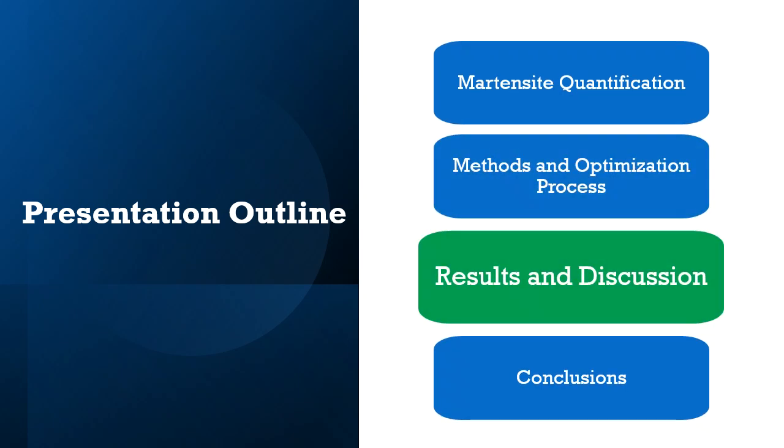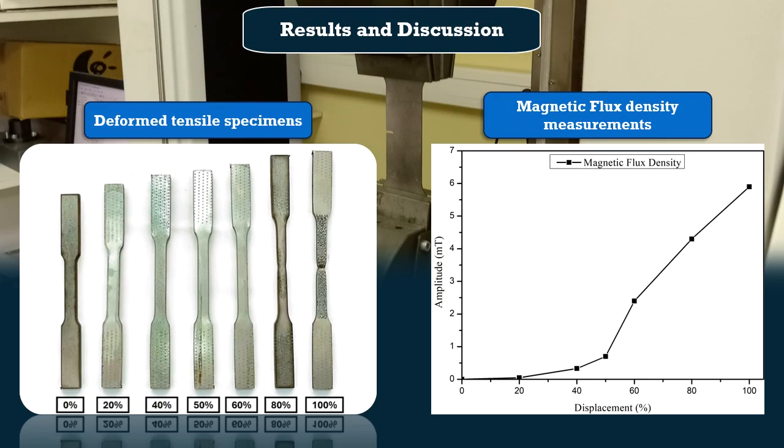We will now present and discuss some of the main findings of our work. On the left, we have incrementally deformed tensile test specimens going from 20 to 100%, showing the progressive elongation and necking. On the right, we have the magnetic flux density measured by the Tesla meter, which is increasing with strain, indicating the formation of strain-induced martensite, a ferromagnetic phase replacing paramagnetic austenite. This provides a clear quantifiable magnetic signal linked to the transformation.